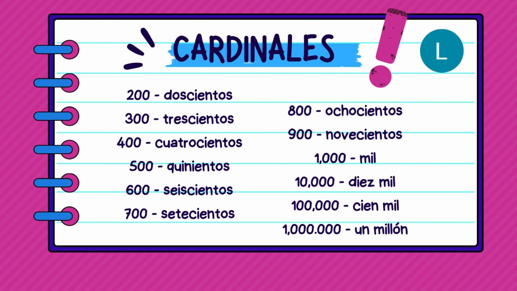500, 600, 700, 800, 900. Once we get into 1,000, that changes to mil. Mil. And then if we want to do 10,000, diez mil. 100,000 would be cien mil. And then a million would be un millón.